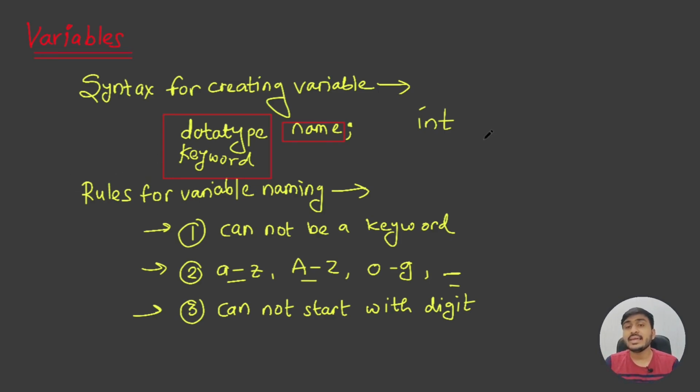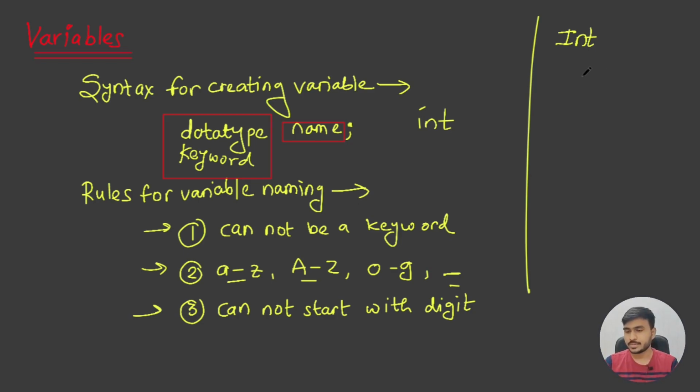So let me quickly write a few random variable names over here, and then we'll identify which of them are correct and which of them are not correct. So let me just start writing a few variable names. The first variable name that I'm going to write is capital I small n t.